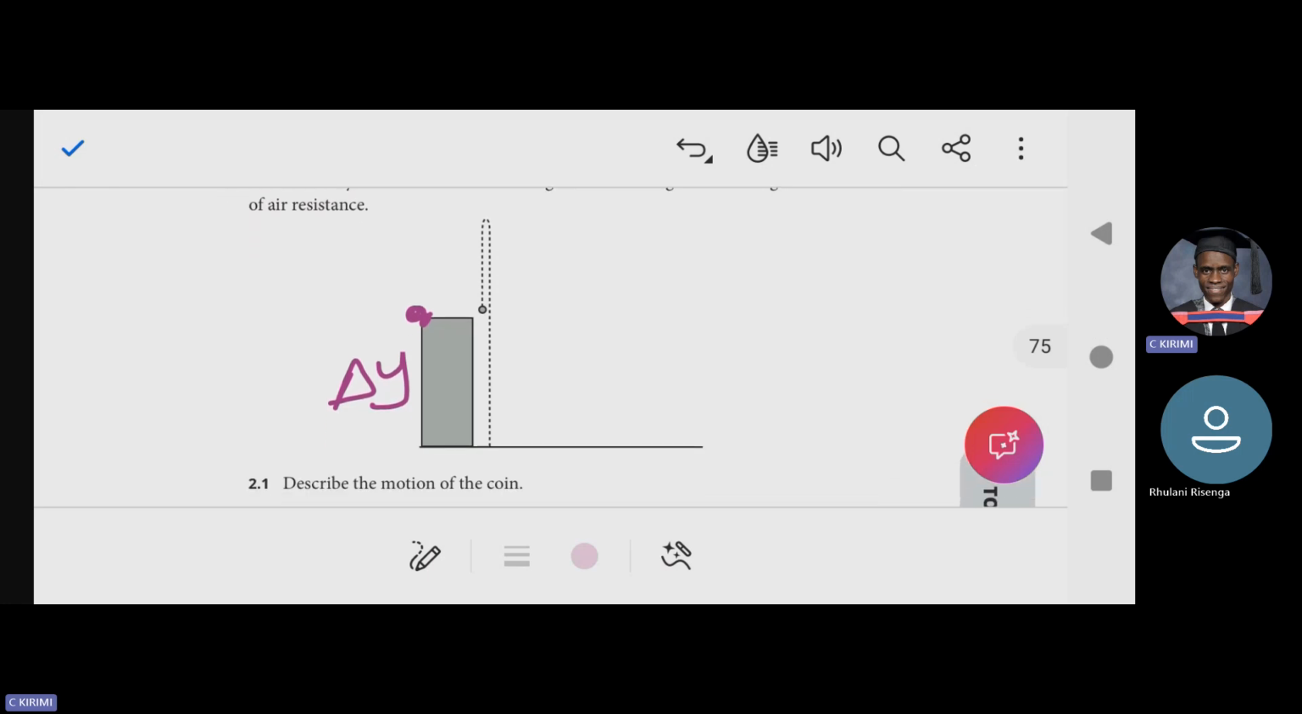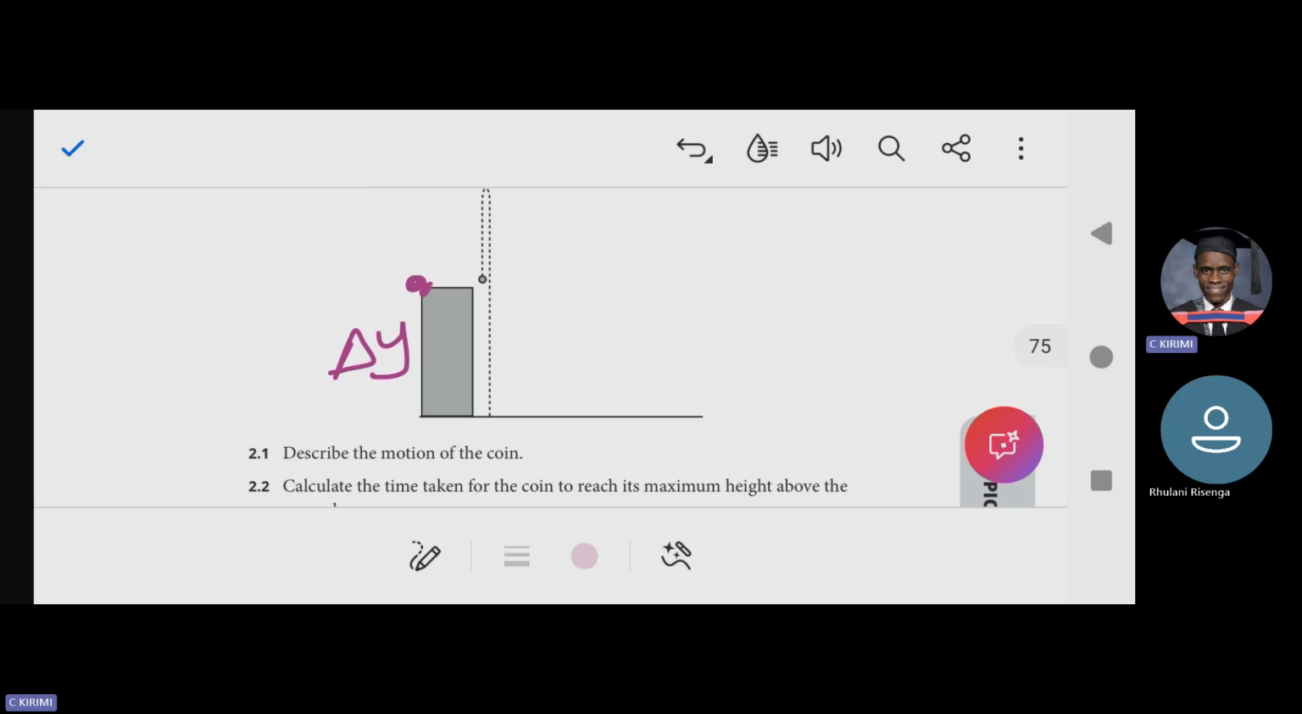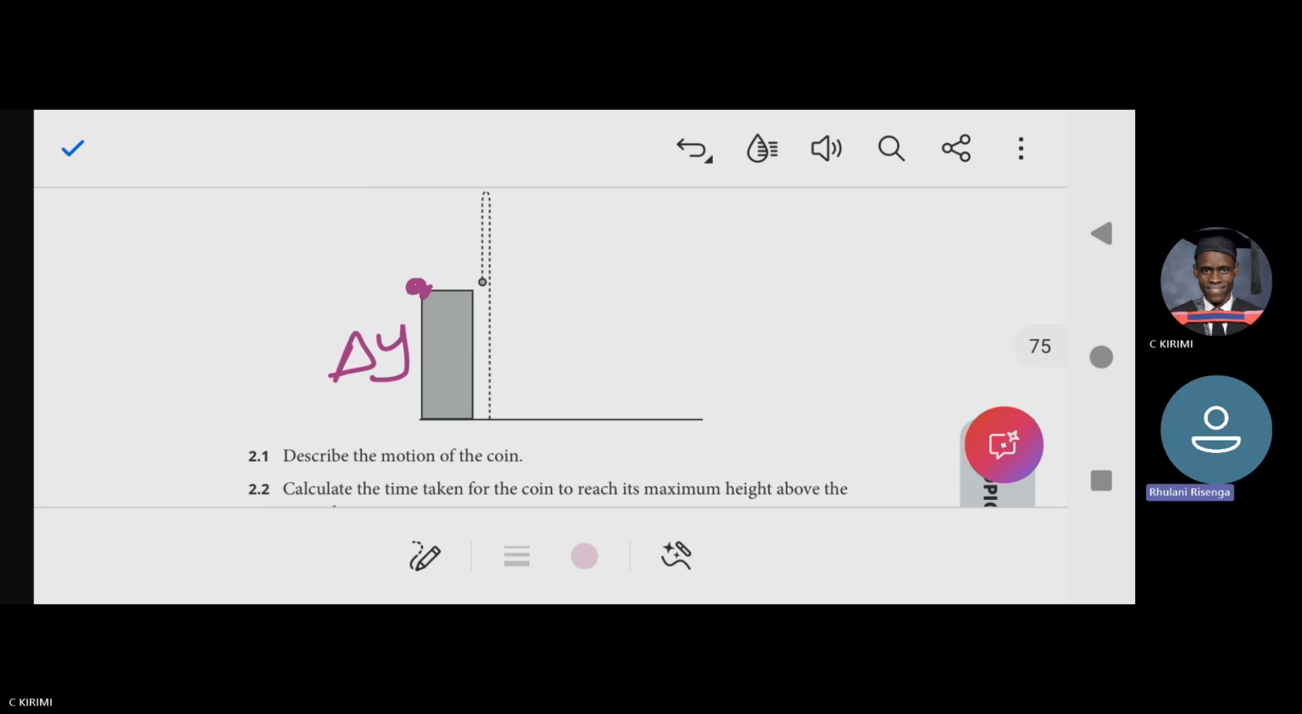Describe the motion of the coin. As the coin is going upwards and downwards, how do you describe the motion of the coin? I can say it was projected. We are describing from the way it was projected until it reaches the terminal velocity, then it comes downward. So you need to describe that motion of the coin.